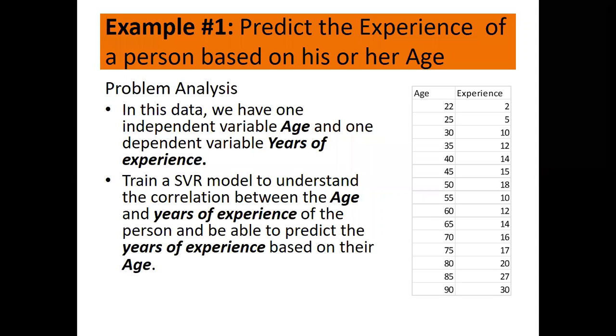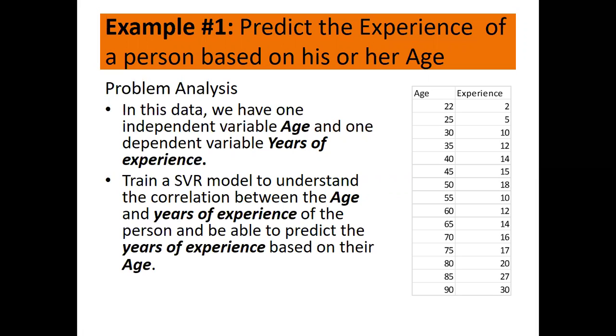Now, we'll directly start with an example. Here we have taken example one, where we are going to predict the experience of a person based on his or her age. What is our problem analysis? In this data, we have one independent variable because we are going to take the correlation between the dependent and independent variable. This is the base of your SVR model. Here the independent variable is age and the dependent variable is years of experience.